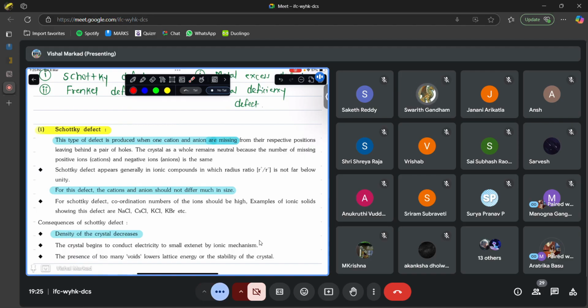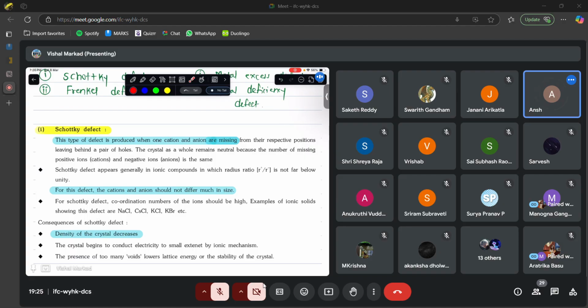Close to unity. Not far below unity means what? It is similar, close to 1. So the Schottky defect is possible when the radius ratio is close to 1. Or I can say in another way, when the size of cations and anions are almost similar. Clear?